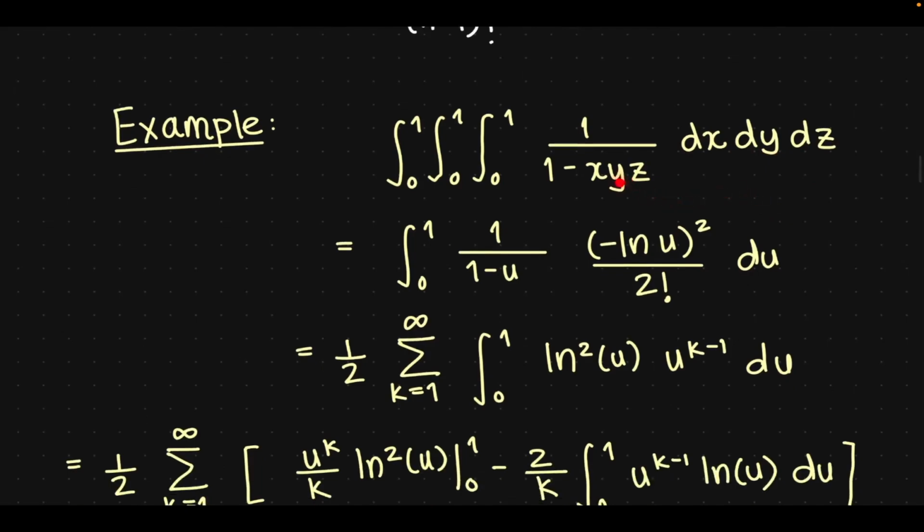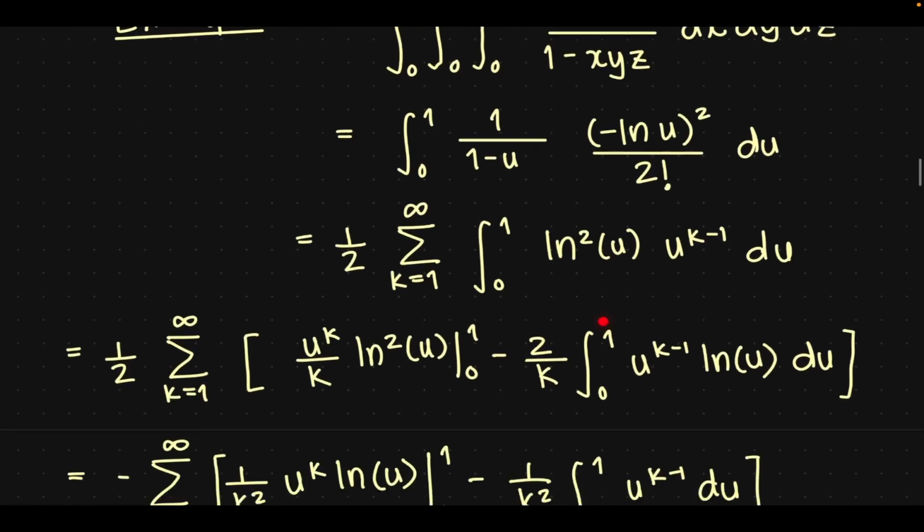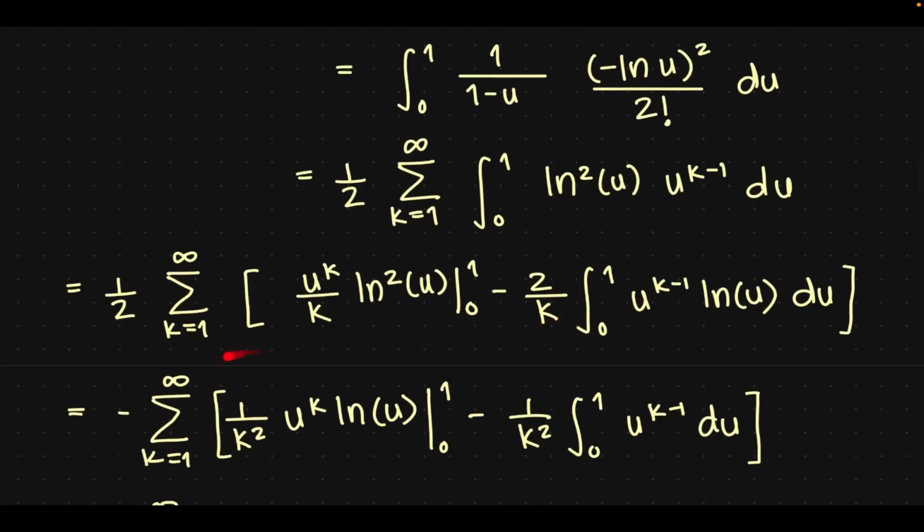We can use the formula because you notice the integrand is a product of the coordinates that we're integrating on. So we have the integral from 0 to 1 of 1 over 1 minus u, times (minus ln u) quantity squared over 2 factorial, du, from the identity we proved. So we have 1/2. We can use the infinite geometric series formula for this 1 over 1 minus u. So the sum from k equals 1 to infinity, integral 0 to 1, ln squared u times u to the k minus 1 du. And then just by parts twice essentially.